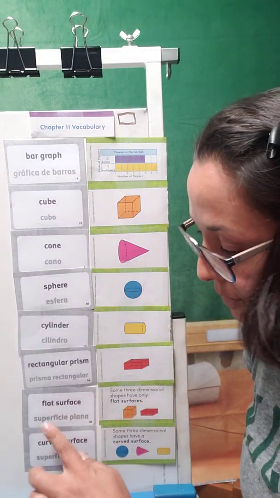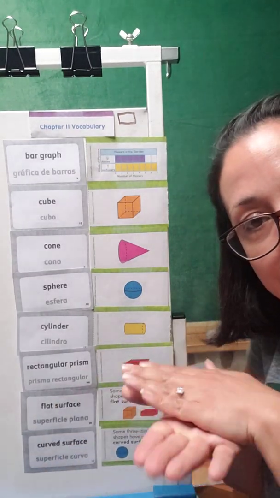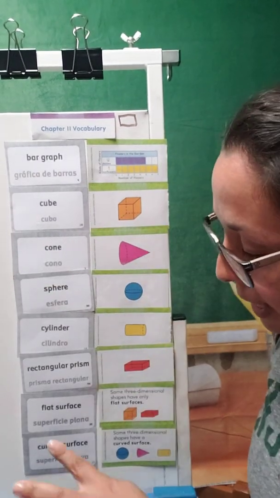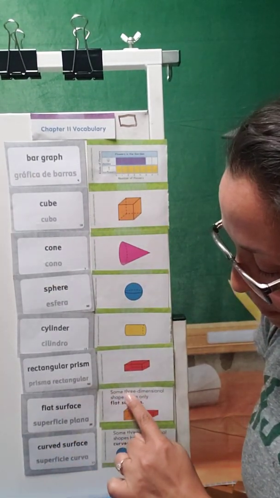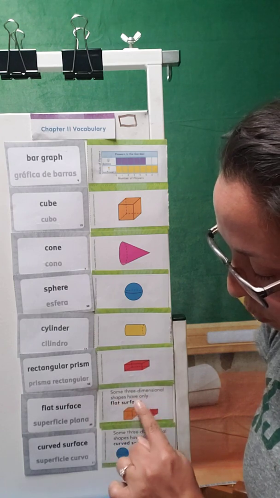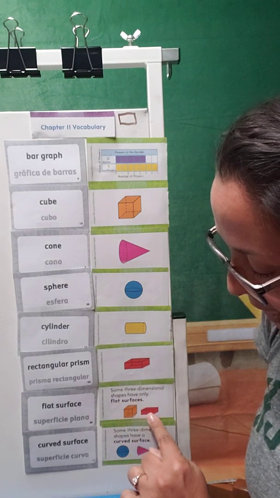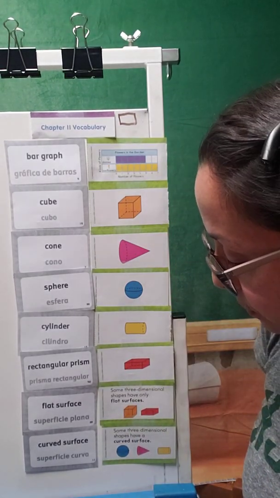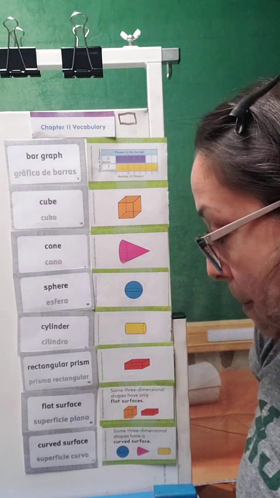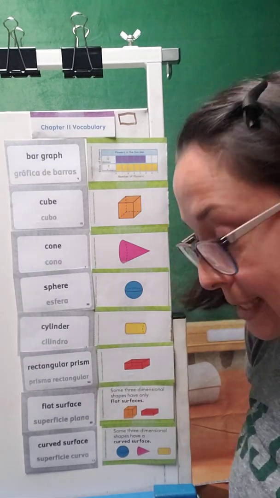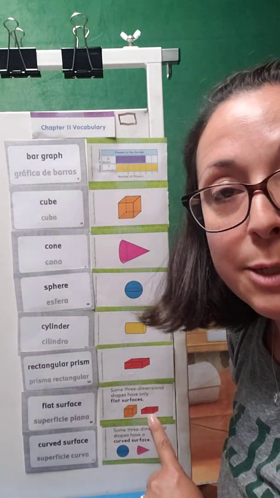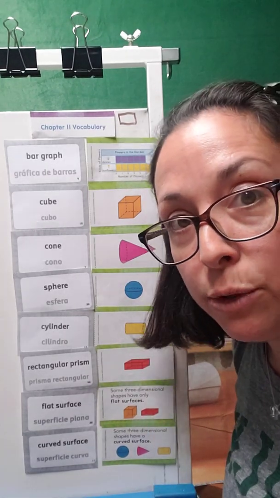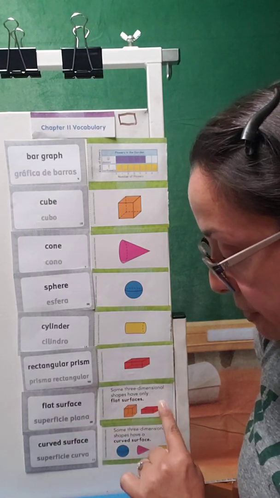Flat surface, superficie plana. That's anything that's flat. It could stay put, right? And it says here, some 3-dimensional shapes have only flat surfaces, like the cube and the rectangular prism. So hay unas formas de 3 dimensionales que nada más que tienen superficies planas, como los cubos y las prismas rectangulares. No se pueden rodar porque no tiene parte curvada. All right, they can't roll. They don't have any curved surfaces.